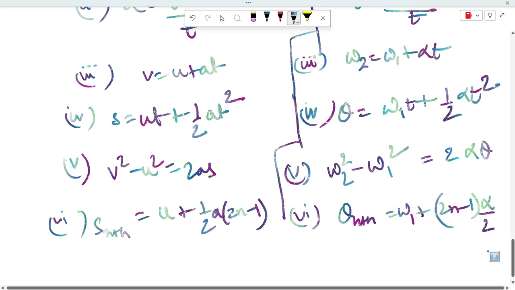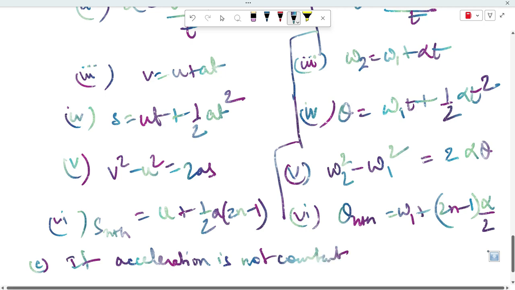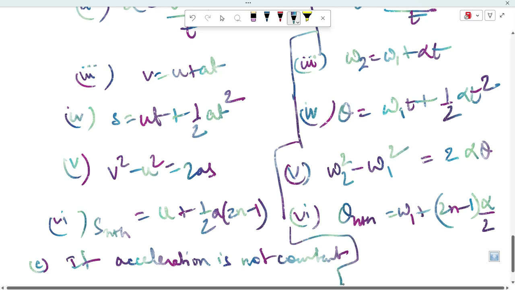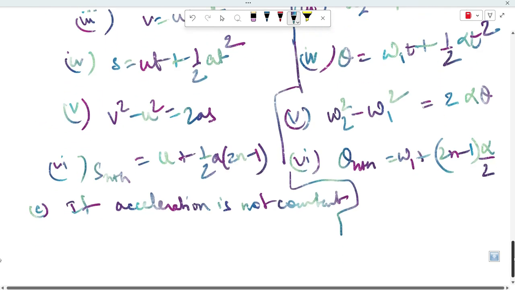Now point C: if acceleration is not constant, the above equations will not be applicable. These equations are applicable only when the acceleration is constant. When the acceleration is not constant, they will not be applicable. So for that case, we have the following expressions.